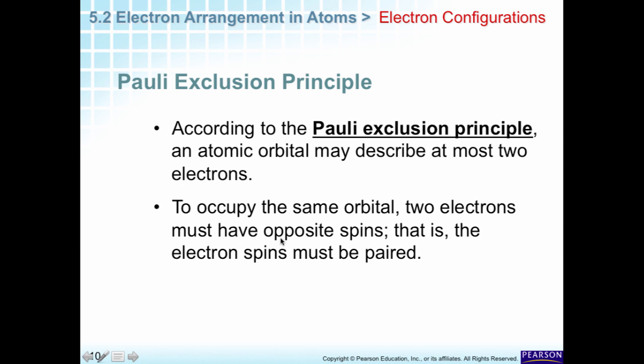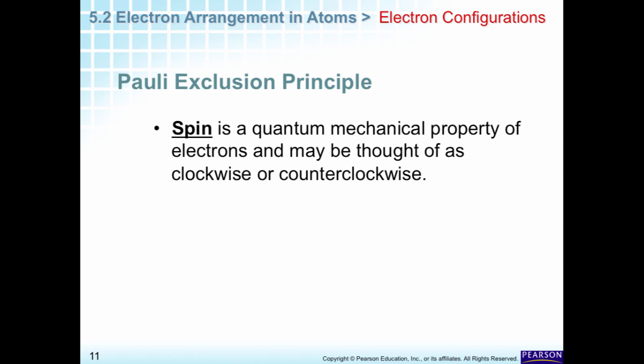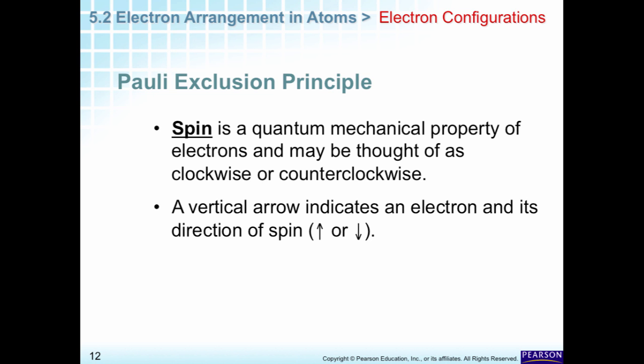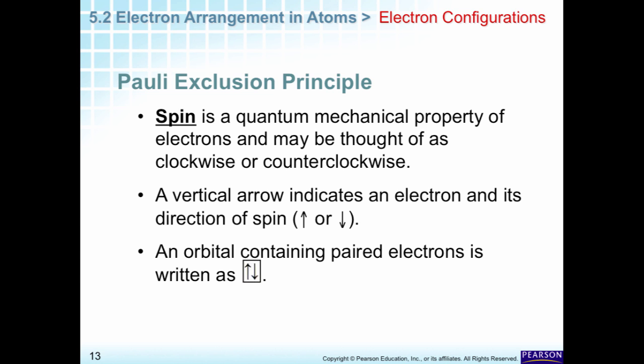Now, they have to have the opposite spin. So the way we show that is we show electrons as arrows. So one will go up and one will go down. So you can't have 2 electrons with what's called the same spin. And spin is a quantum mechanical property of electrons and may be thought of as going clockwise or counterclockwise. We use this as more of an analogy than a truth, but we're just saying that the spins must be different. And as I said, a positive spin sometimes we show with an up arrow, and a negative one with a down arrow. So this is what the box looks like.